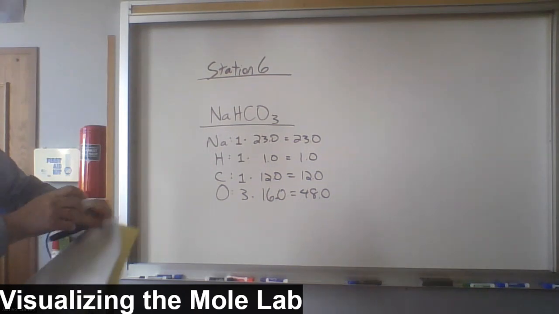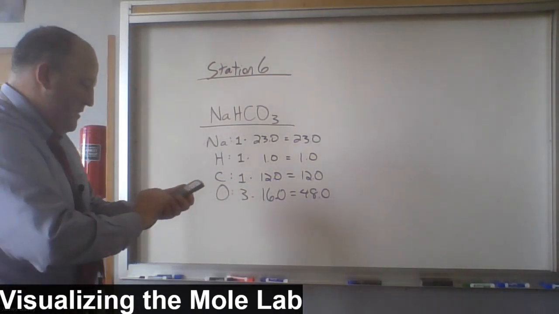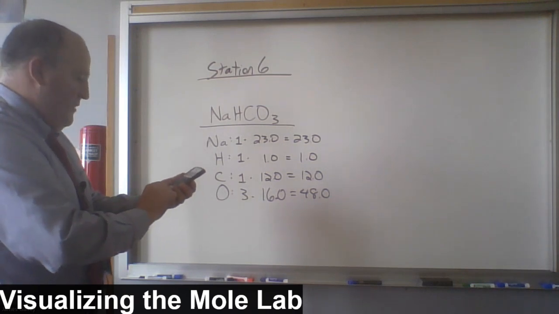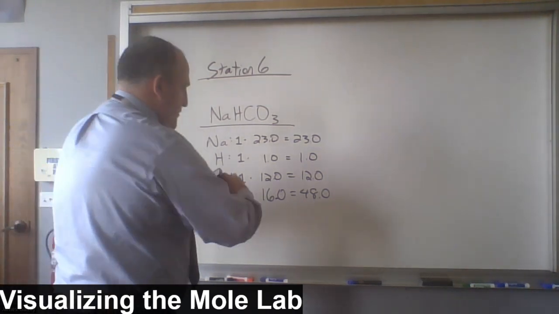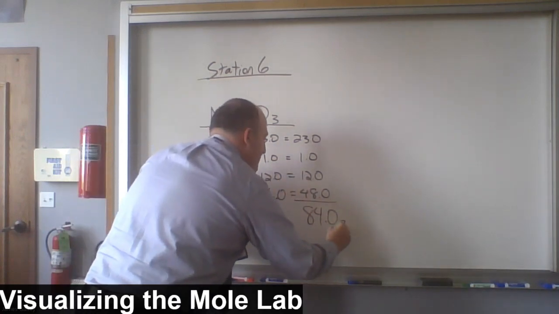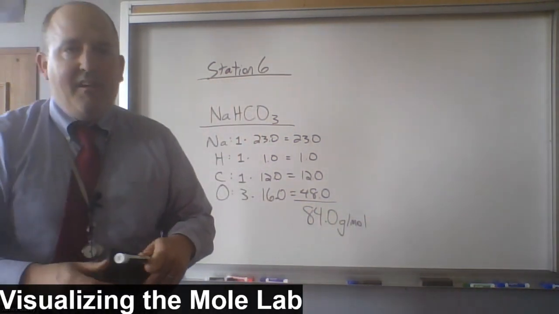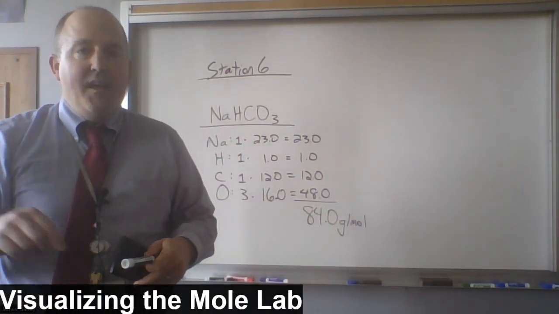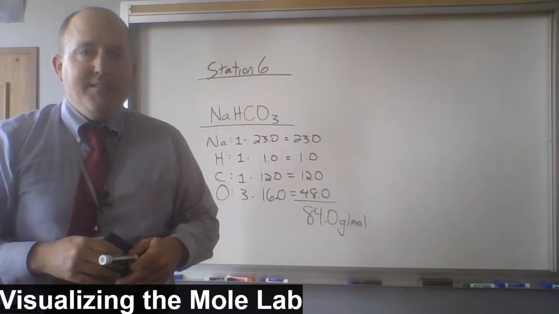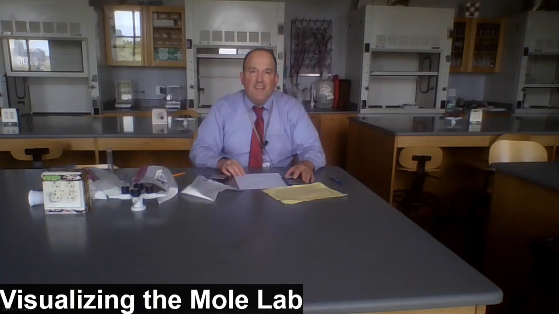Now we pull out our calculator, and we're going to add together the numbers in the column. So 23 plus 1 plus 12 plus 48. And we get 84 grams per mole. Knowing that, we'll be able to calculate which of the samples A or B is the 1 mole size sample of sodium bicarbonate. Thanks, students, for your good work.